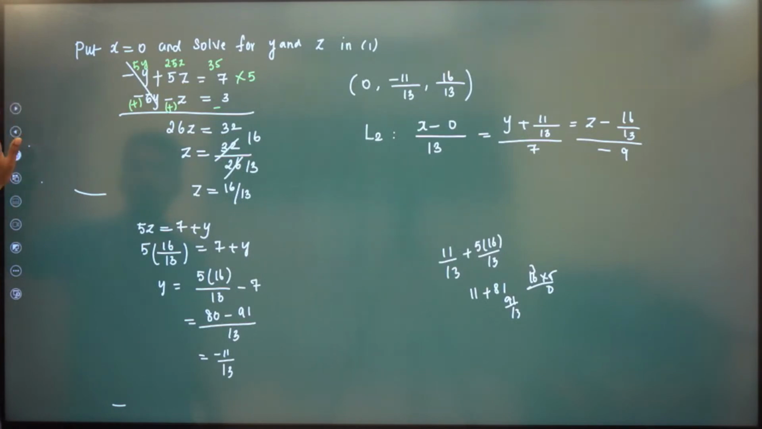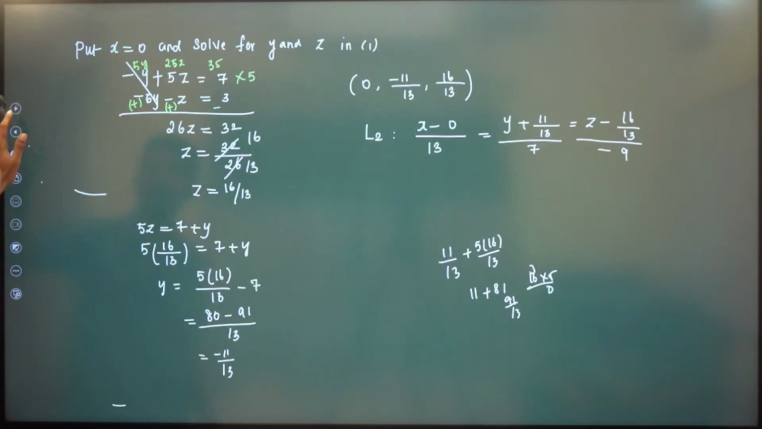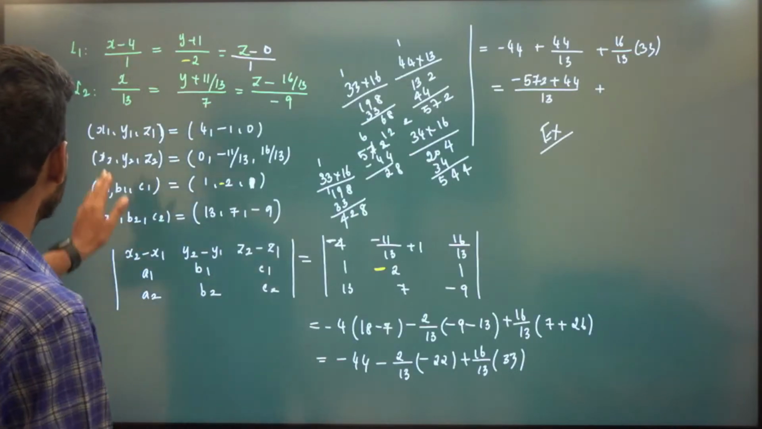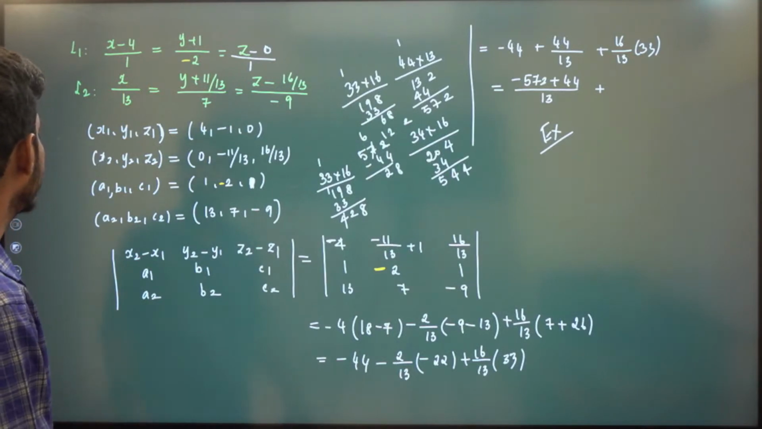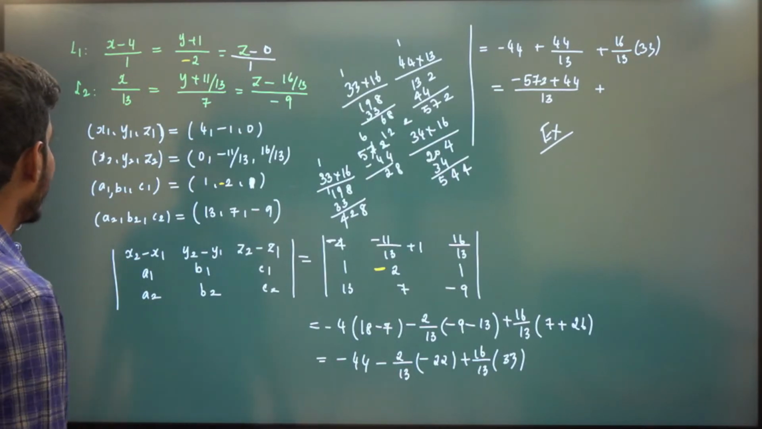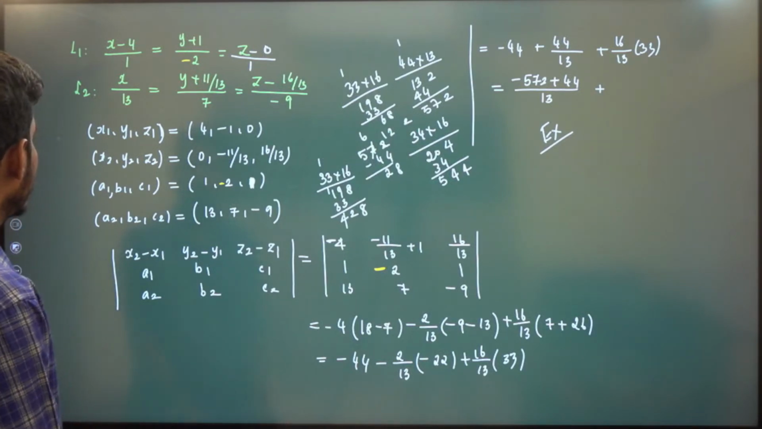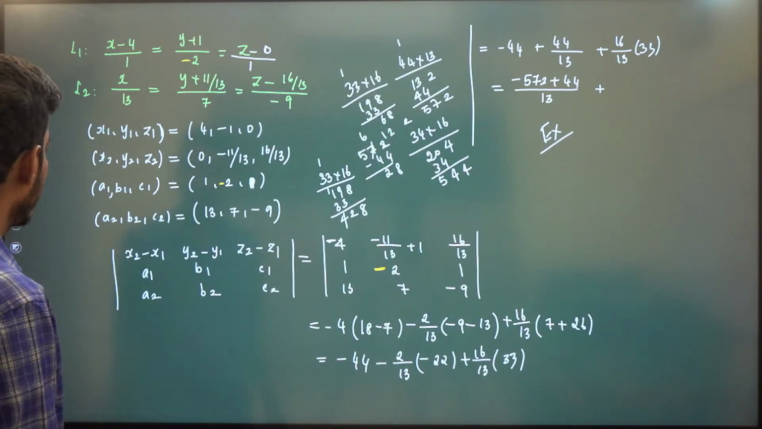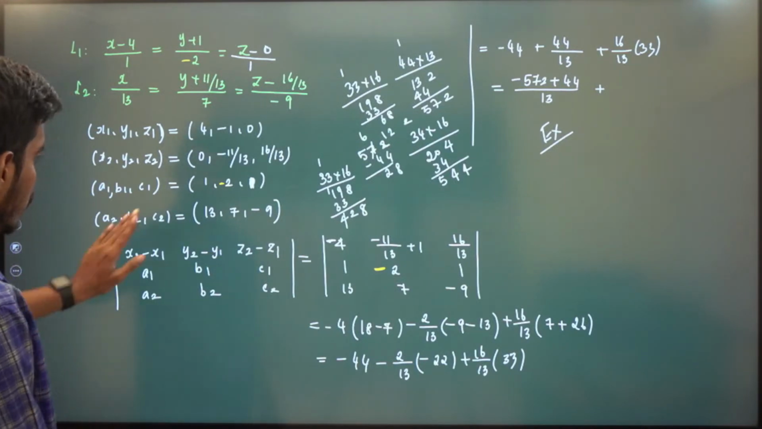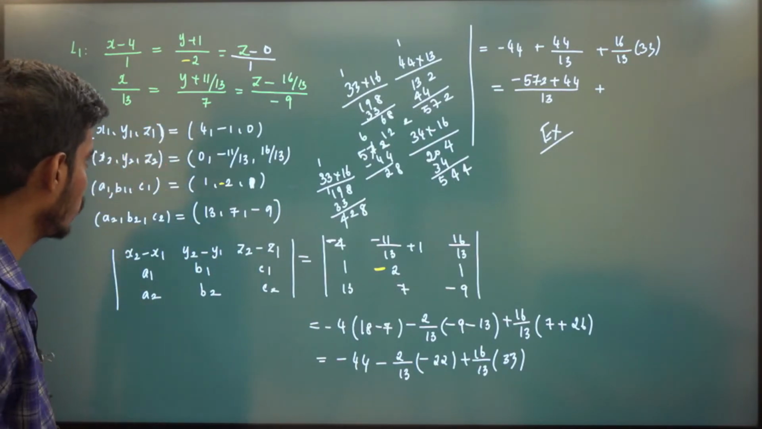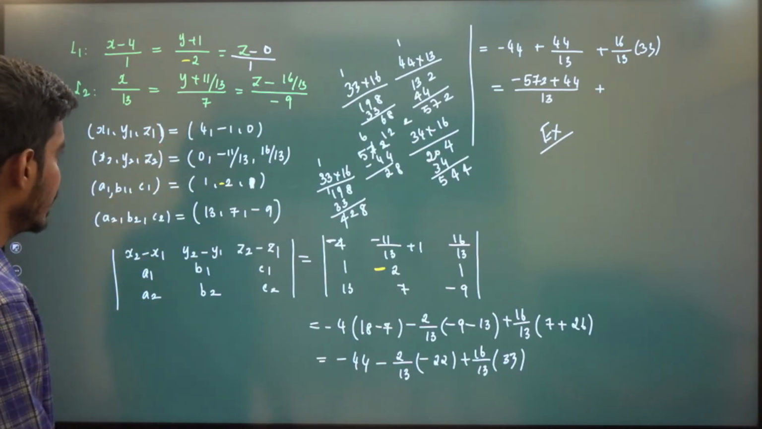Okay. 13, 7, minus 9. Here we have y plus 11 by 13, z. So x1, y1, z1 is 4, minus 1, 0. x2, y2, z2 is 0, minus 11 by 13, 16 by 13. a1, b1, c1 is 1, minus 2, 1. a2, b2, c2 is 13, 7, minus 9. Okay. Now x2 minus x1 is 0 minus 4, minus 11 by 13 plus 1, 16 by 13 minus 0.